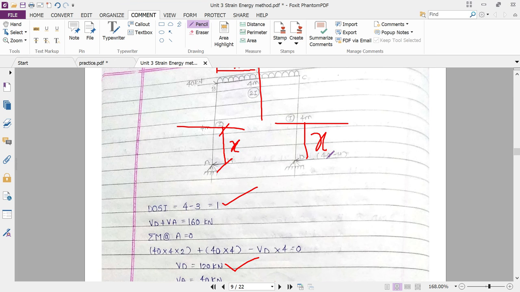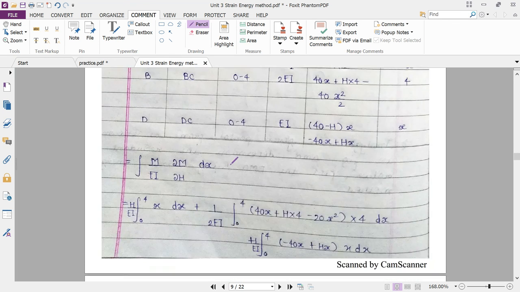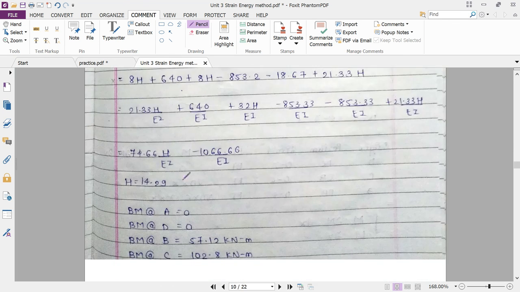The final answer will be 40, because this H and this H will be plus and minus and get nullified, it will be 0, and then finally you will get the horizontal thrust of 40 kN, and already this 40 kN is active on the rightward side. So in order to counteract this, the 14.29 value will be considered. So like this we get the answer of H as 14.29.